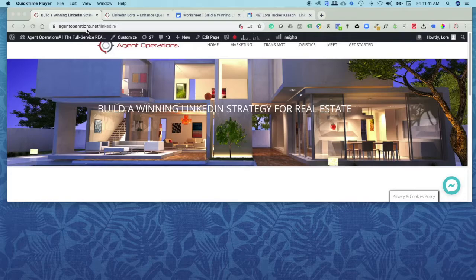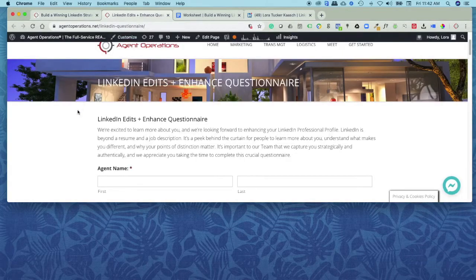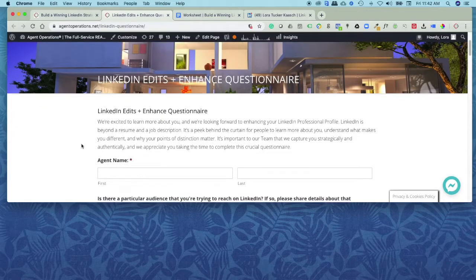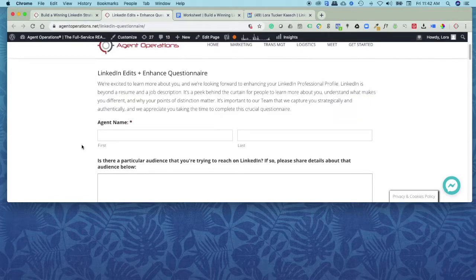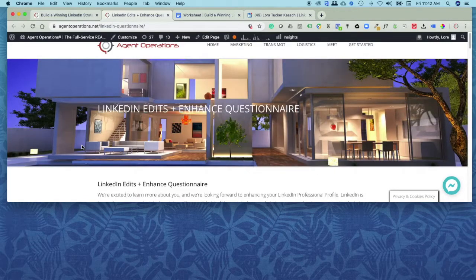agentoperations.net/LinkedIn, all one word, and download two things. You're going to want to download the worksheet, Build a Winning LinkedIn Strategy for Residential Real Estate, and you're also going to want to download the LinkedIn Edits and Enhance questionnaire that I have featured there. It's going to look a little different than this, but it's going to have the same questions on it. And the reason why is it will help get your juices flowing and get some ideas rolling for how you can format your LinkedIn profile.